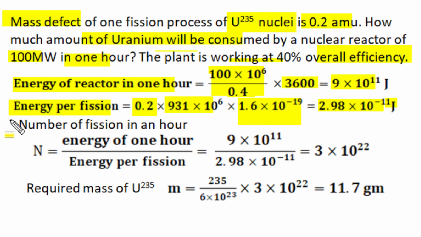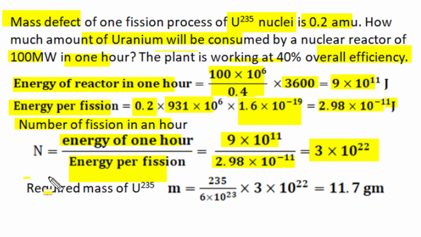So we can find out the number of required fissions in 1 hour, and it is the ratio of the energy of 1 hour divided by the energy of one fission process. The total energy of 1 hour is 9 into 10 to the power 11 joule, and the energy of one fission process is 2.98 into 10 to the power minus 11. It means in all, roughly, we need 3 into 10 to the power 22 fissions in an hour to produce 100 megawatt power output.